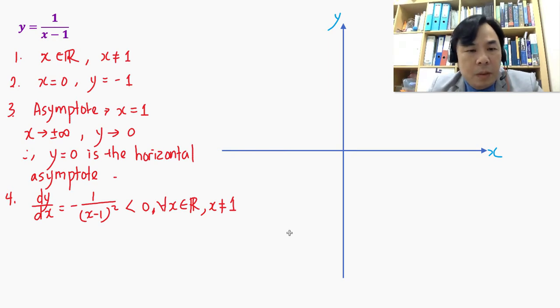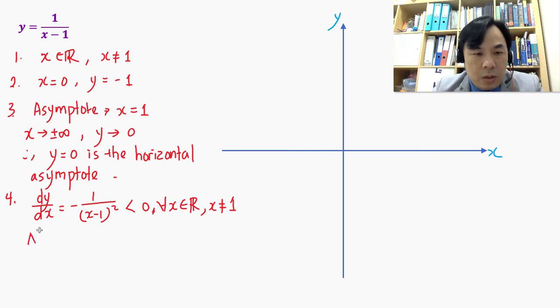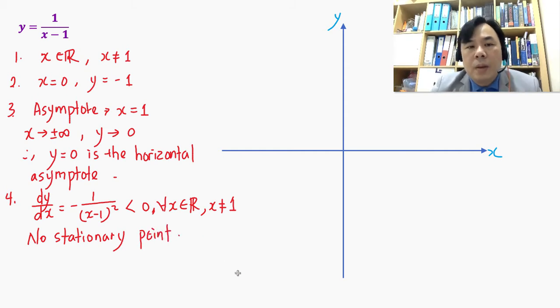Now therefore, by looking at this first derivative, we notice that there is no stationary point that we can actually identify. So we say that there are no stationary points. Therefore, we don't need to worry too much about the stationary point. Now from here, all we need to do is identify if there is any intercept.